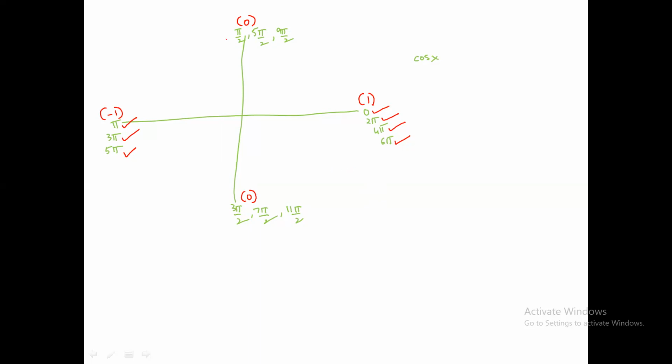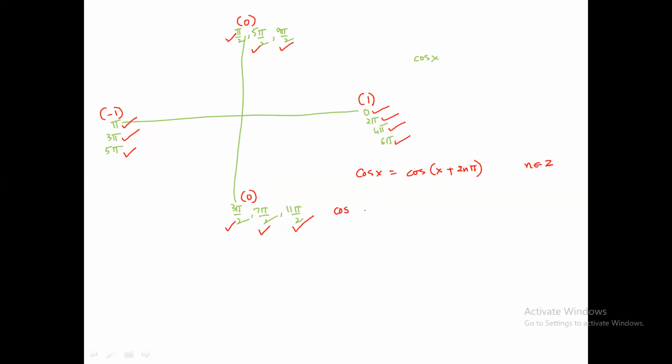Then cos pi by 2 is 0, cos 5 pi by 2 is 0, cos 9 pi by 2 is 0. Cos 3 pi by 2 is 0, cos 7 pi by 2 is 0, cos 11 pi by 2 is 0. You can make many more revolutions. Even in case of cos, if you have cos x, to x if you add even multiples of pi, it will be same as cos x. N can be any integer, so you can add or subtract.